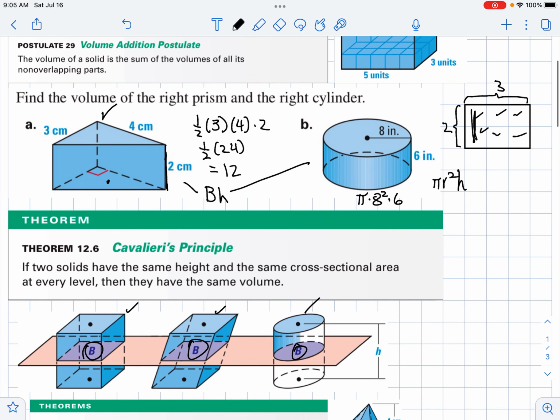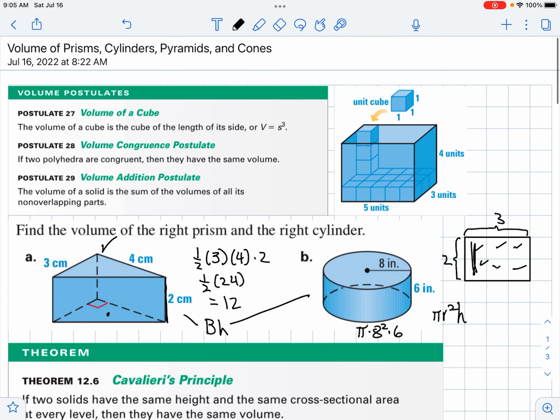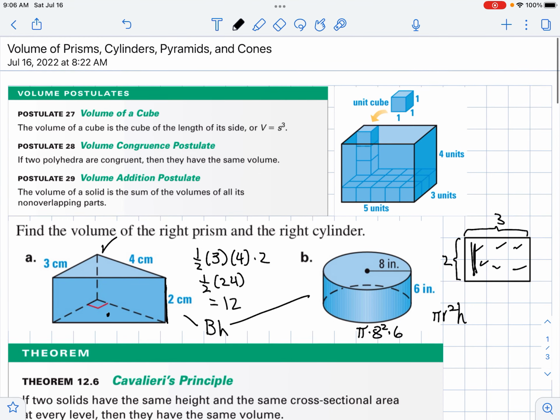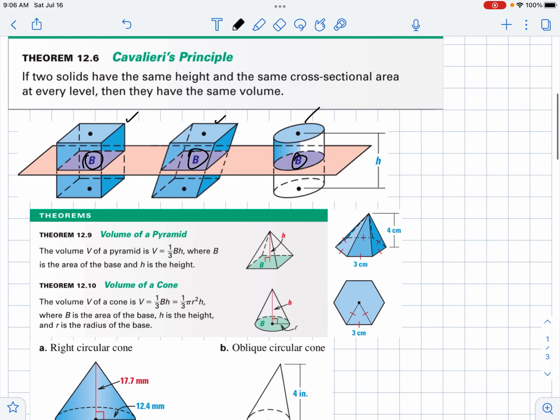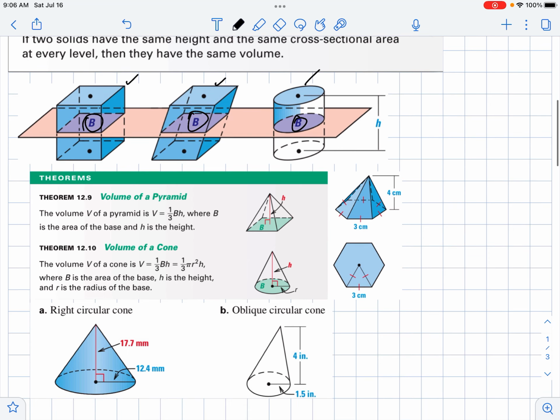Okay, so what we had here was we looked at prisms and cylinders. Now we want to look at pyramids and cones. When we talk about the volume of a pyramid, we're going to take base times the height, just like with a prism. However, it's 1/3 of it. So with a pyramid, it's 1/3 base times height. And with a cone, it's 1/3 base times height. Okay, so with the pyramid, it's 1/3 BH. With the cone, it's 1/3 BH. However, the B is pi r squared.